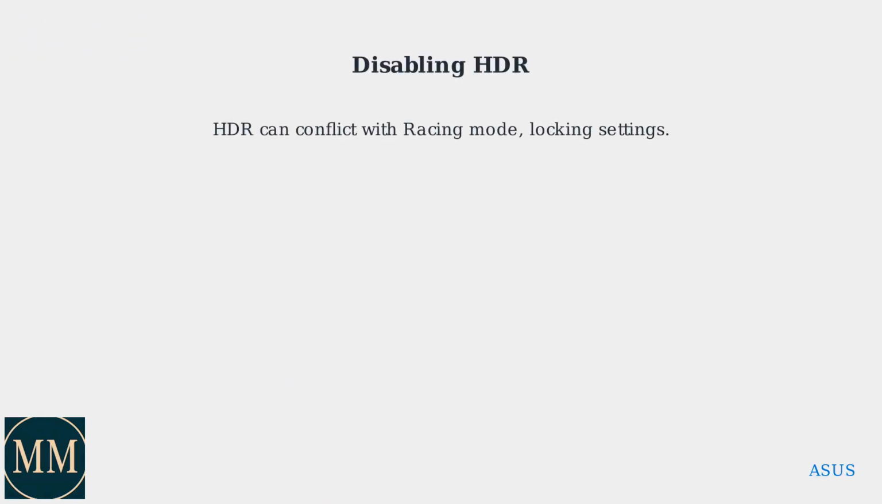High dynamic range, or HDR, enhances brightness and color depth, but it can sometimes conflict with racing mode, causing the monitor settings to lock. After switching GameVisual modes, disable HDR in your monitor's OSD settings. You may also need to disable HDR in your Windows display settings.